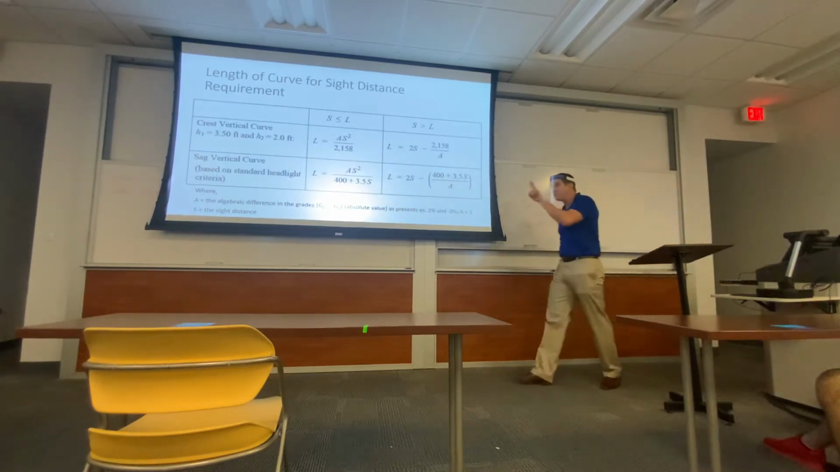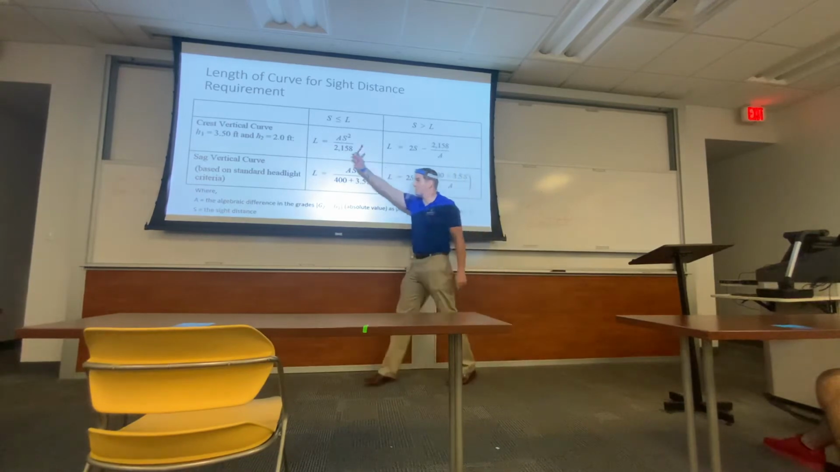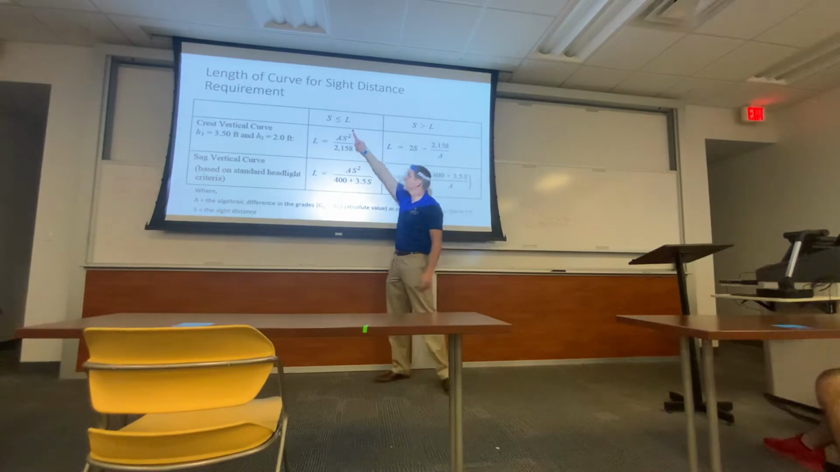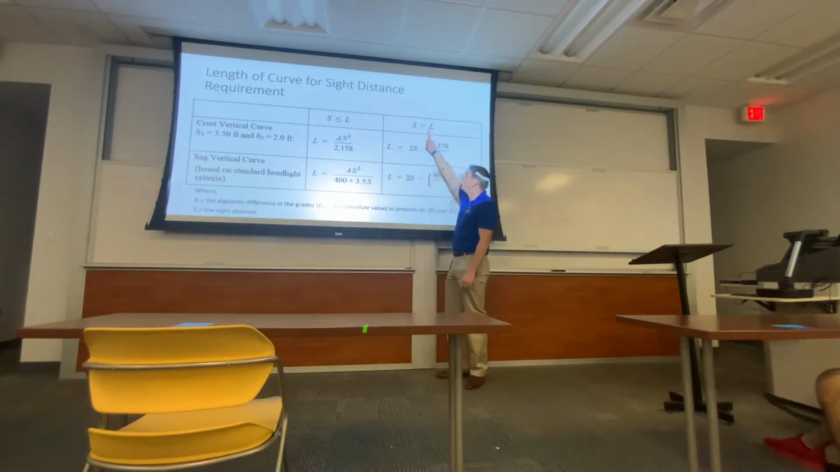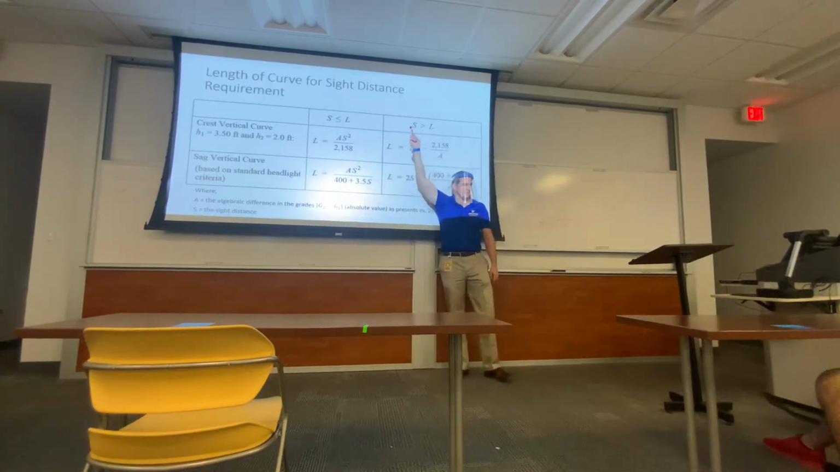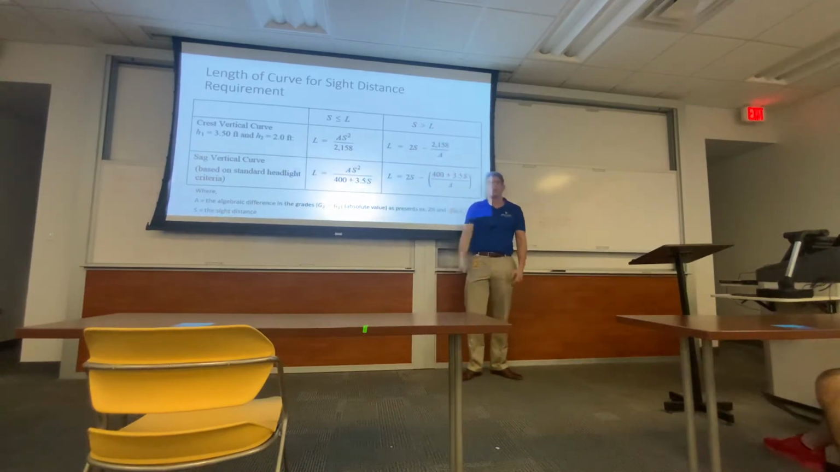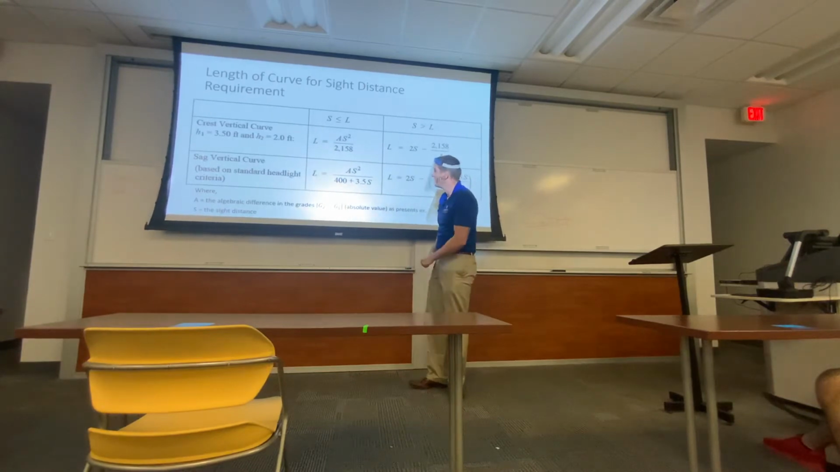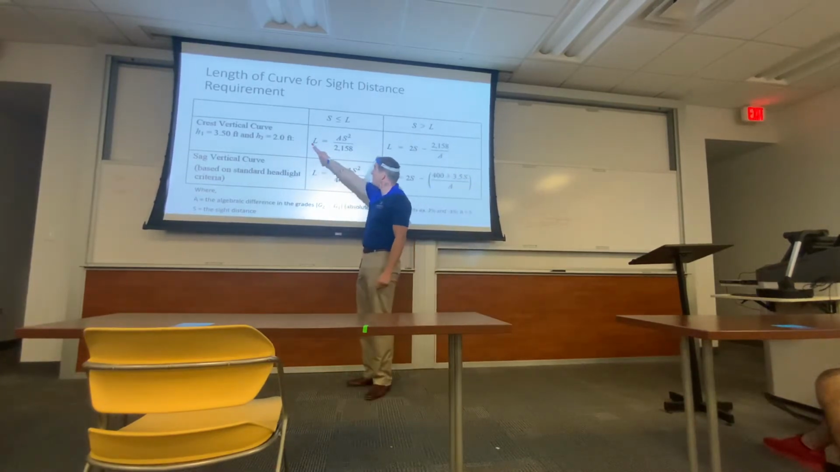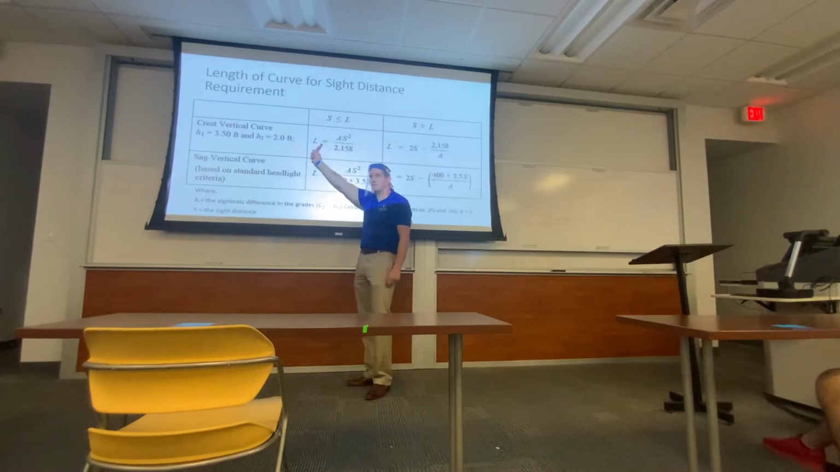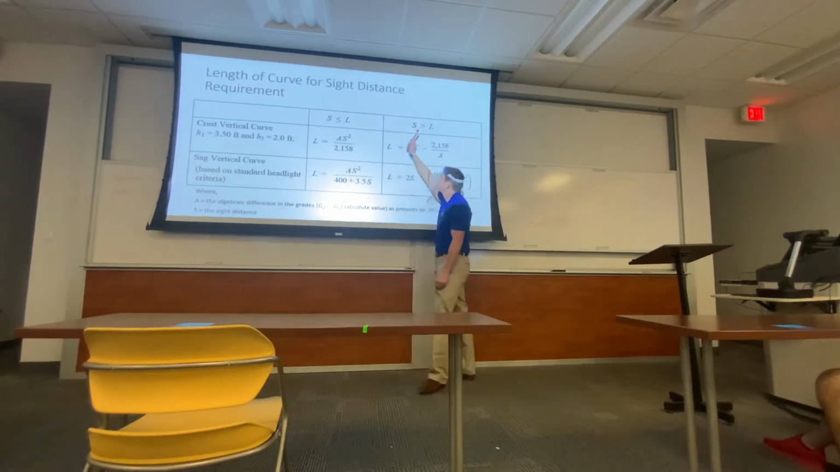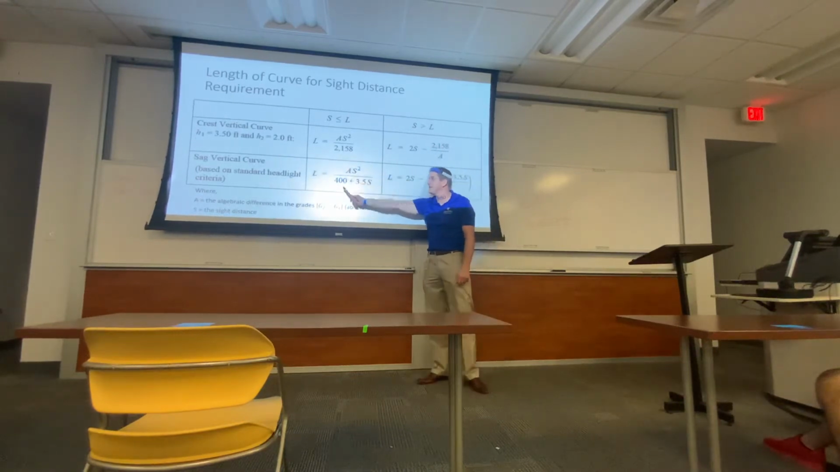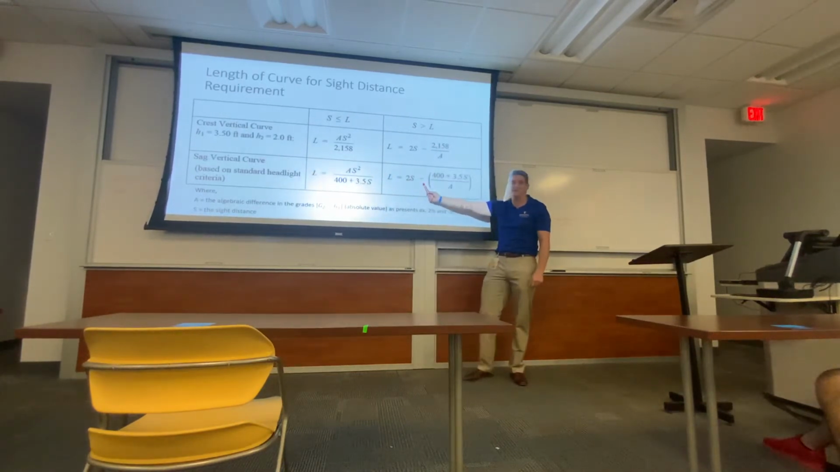So we talk about 2 different curves, crest curves and sag curves. And we talk about 2 different situations, where the sight distance is less than the length of curve, and where the sight distance is greater than the length of curve. Therefore, there are 4 equations that govern. If you have a crest curve and S is less than L, you design L like this. If you have a crest curve and S is greater than L, you use this one. Sag curve, S is less than L. Sag curve, S is greater than L.